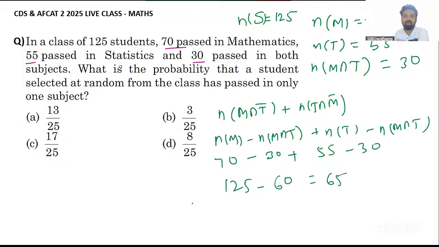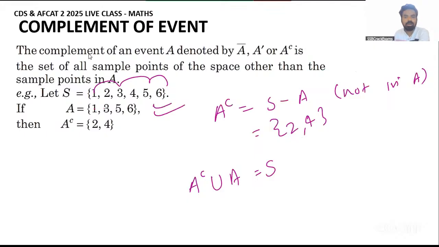Okay, so the number of favorable outcomes is 65, and the total we know is 125. So the probability will be 65 upon 125. Bar means complement. I told you this is denoted by a bar, A complement, or A^C. Complement of union.